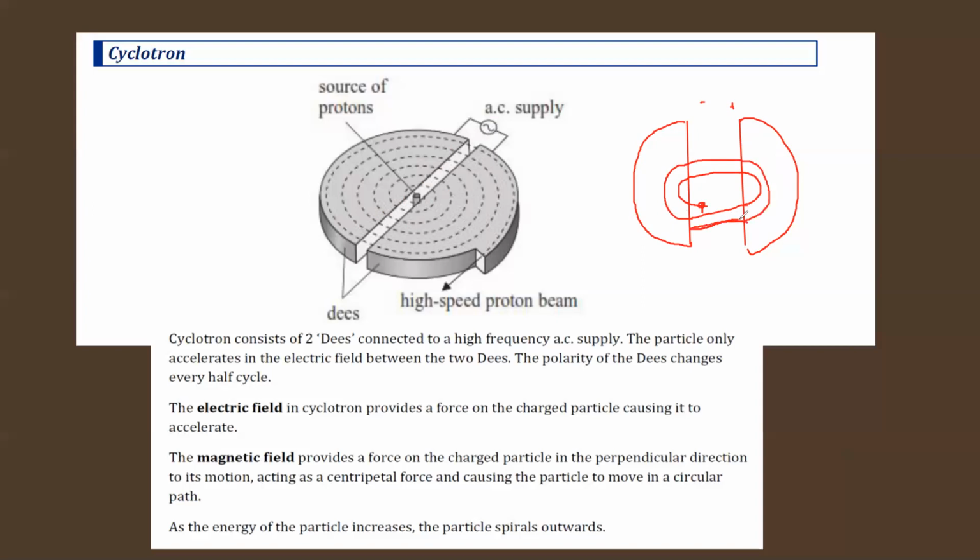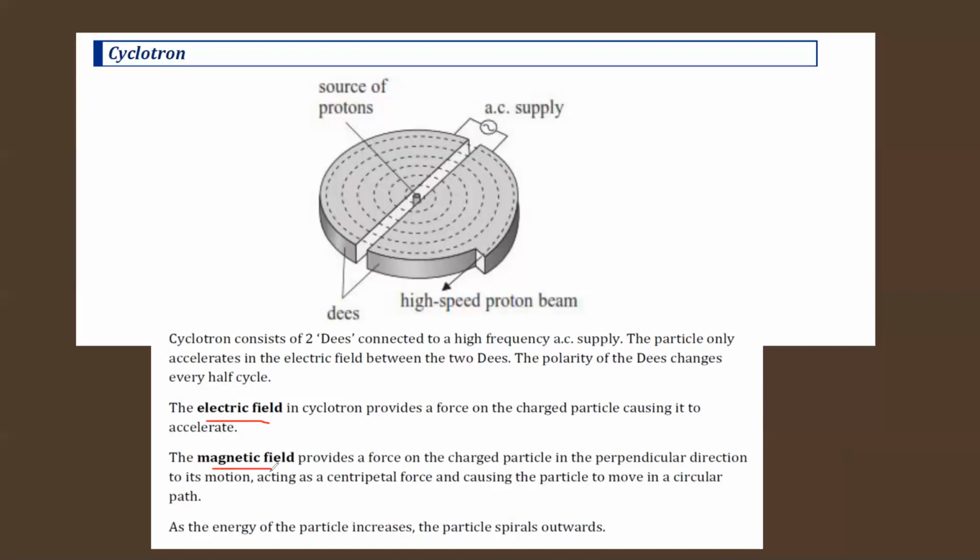Why is the radius of the curved path continuously changing? Because its momentum is changing. And how does the momentum change? Because we are using an electric field, the velocity changes, so momentum also changes. That's why, even though there is a constant magnetic field, the radius is changing, and eventually we can have a collision at any point. So the cyclotron consists of two Ds, which are connected to a high frequency AC supply. The particle is accelerated in the electric field between the two Ds, and the polarity of the Ds changes every half cycle, so it will continue to accelerate. The purpose of the electric field is to accelerate. The purpose of the magnetic field is to deflect.